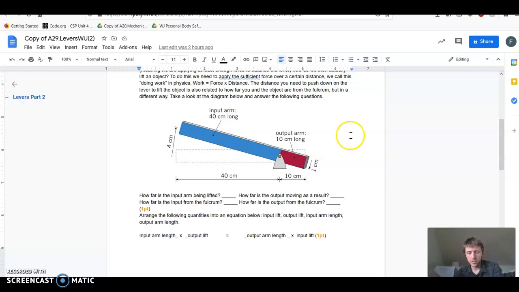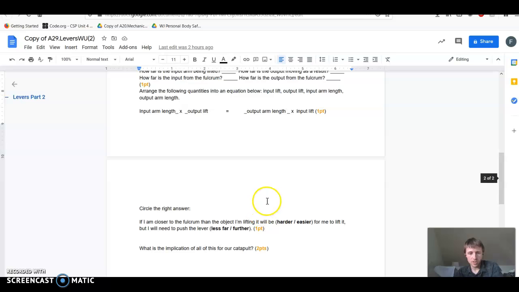And this is the equation that allows you to derive the distal advantage, the opposite of what you would call mechanical advantage, or the reciprocal of it. So in this case, we could say the input arm length is 40, times the output lift, 1, which gives you 40 on this side, is equal to output arm length, so that would be this, 10, times input lift, 4. Well, 10 times 4, that's 40, and this is 40, so this equation works. So this is the only way that the equation works, and as a result of that, you can think about, well, this stuff down here.